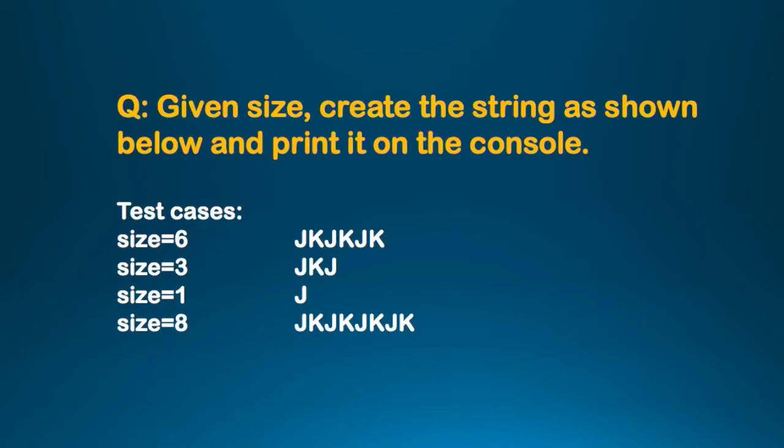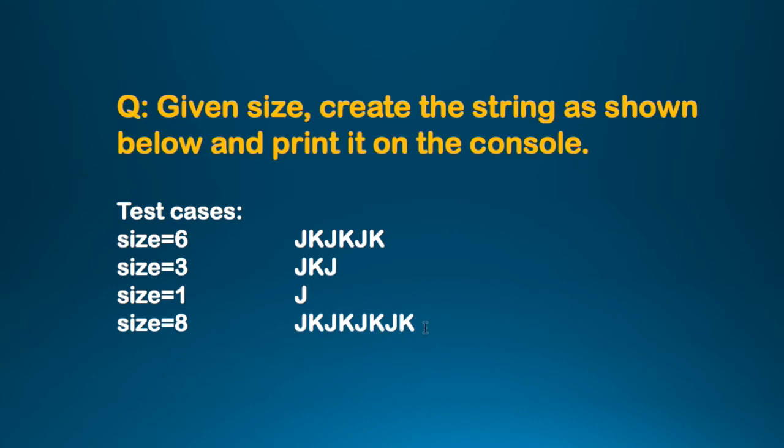Let's look at the next problem. Given size, create the string as shown below and print it on the console. So we have been given a variable size, and depending upon its value, we are creating the string. So when size is 6, we are creating the string jk, jk, jk. Size is 3, jkj. Size 1, j. Size 8, jk, jk, jk, jk.